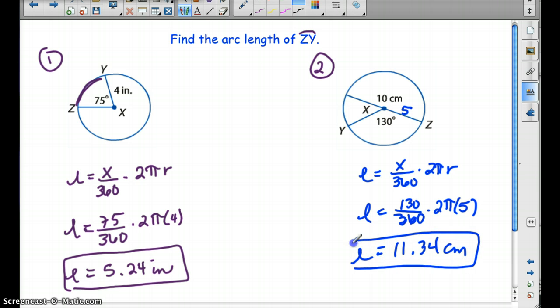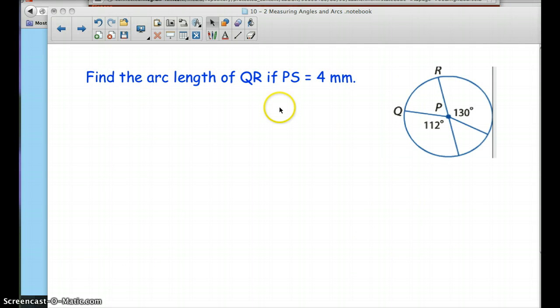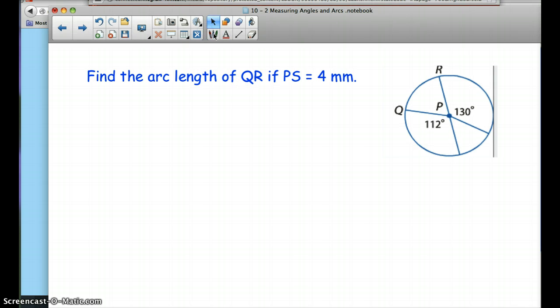All right, here is one last example. We want to find the arc length of arc QR, which is right here, when PS equals 4 millimeters. And this is an S right here. So we know the radius is going to be 4 millimeters, so I'm going to put a 4 right there.